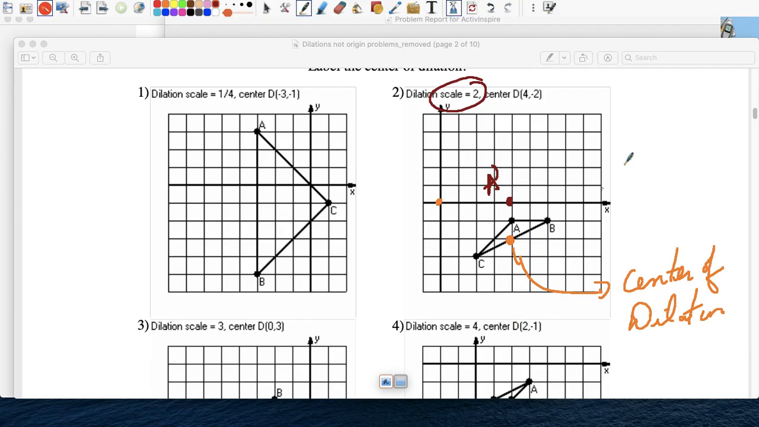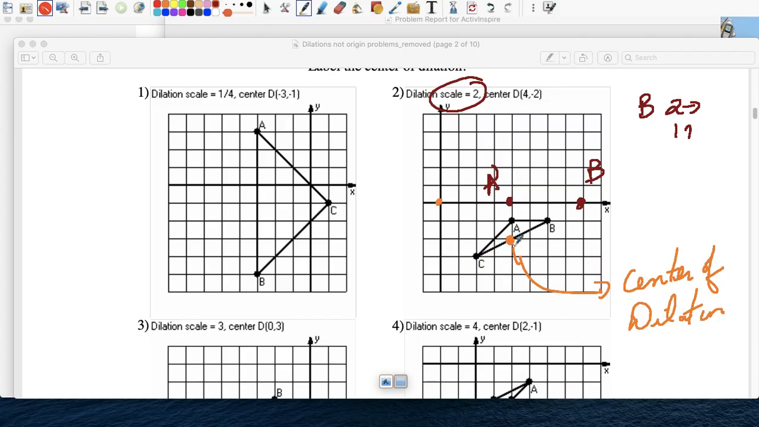How do you get to B? Well, to get to B, you're going to go 2 to the right and 1 up. So we're going to double everything. Instead of going 2, we're going to go 4. So 1, 2, 3, 4. And instead of going 1 up, we're going to go 2 up. 1, 2. And here's B prime.